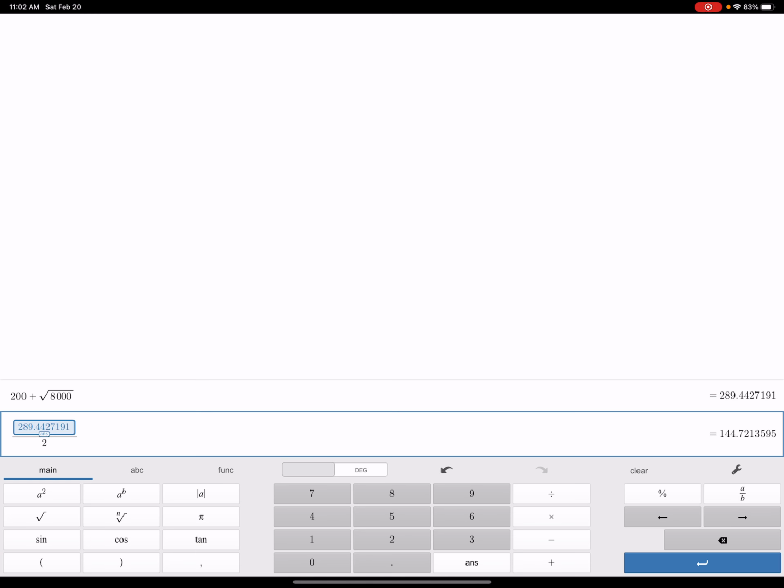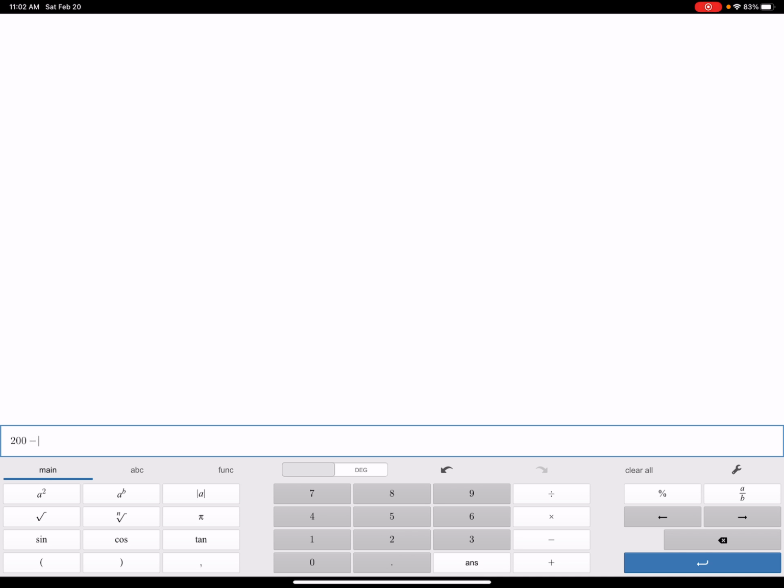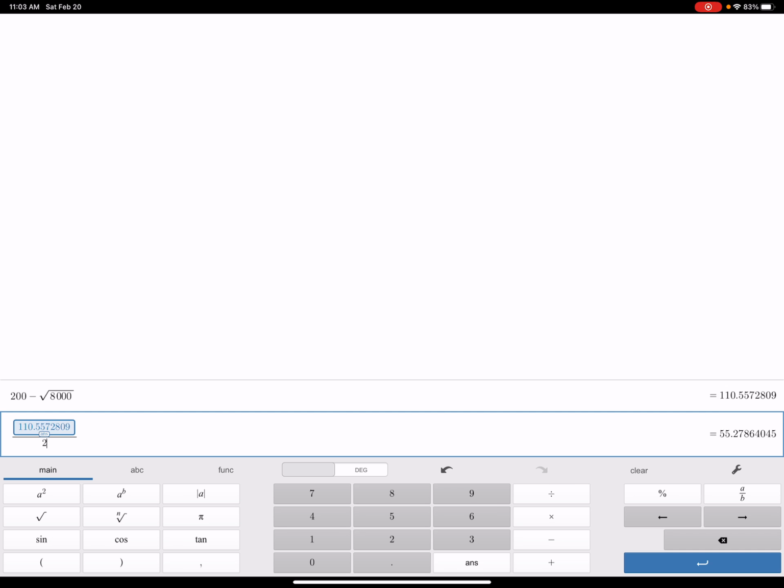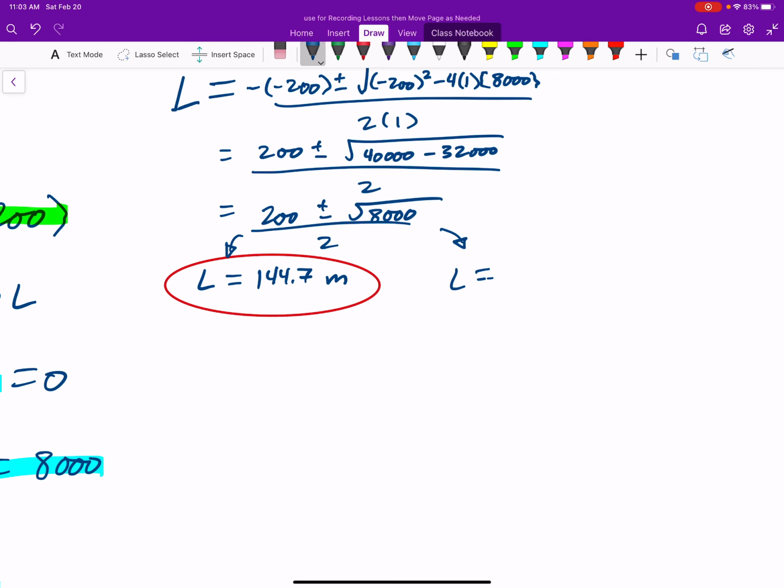200 minus the square root of 8,000. No, I take that back. We did not get a negative, but actually I know what that means. That will be my width. Now that I think about it, 55.3. I know it's called the length, but it's given me actually both solutions. As we'll see, I'll explain in a second in case you don't know what I mean. But either one of those would work for the length.